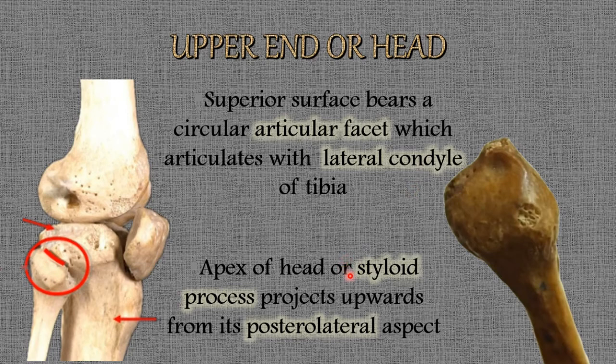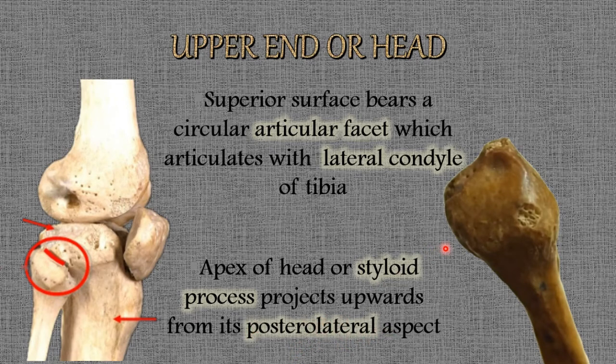The apex or head or styloid process projects upward. As you can see, from the superior surface there is an upward projection, an apex-like projection. This is called the styloid process of the fibula. It projects upward and posterolaterally. This is important to remember.